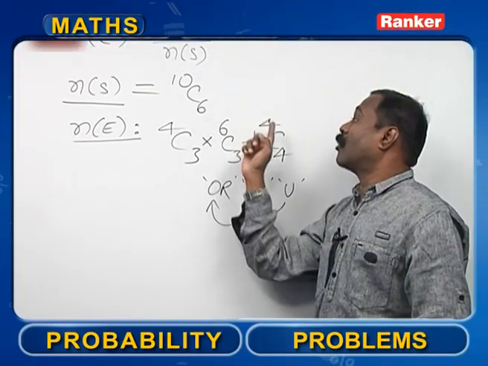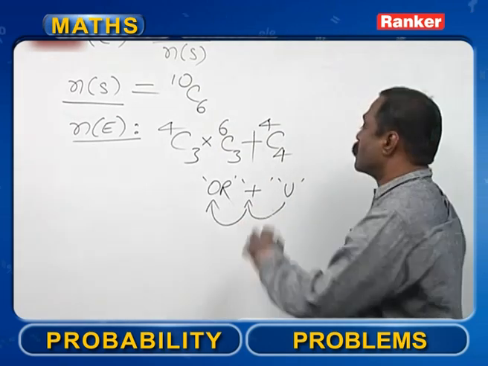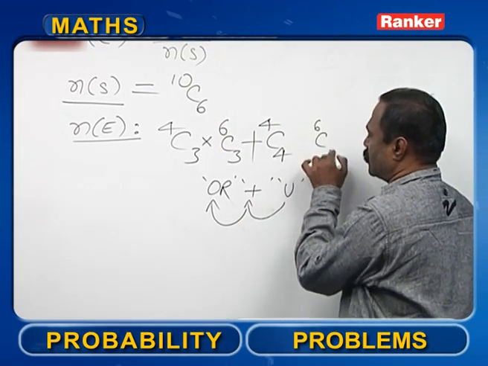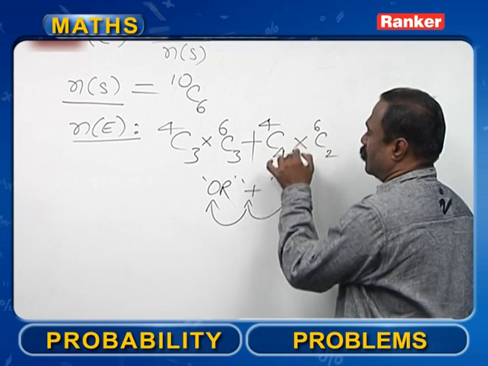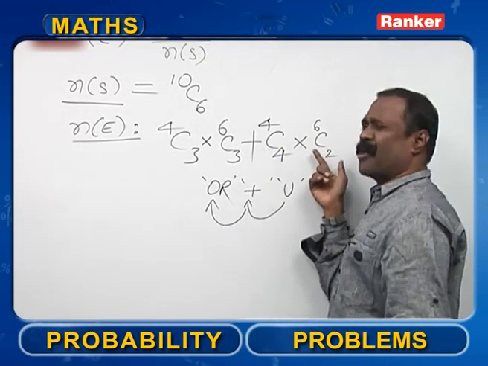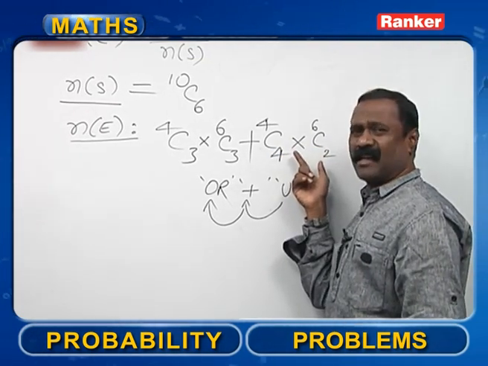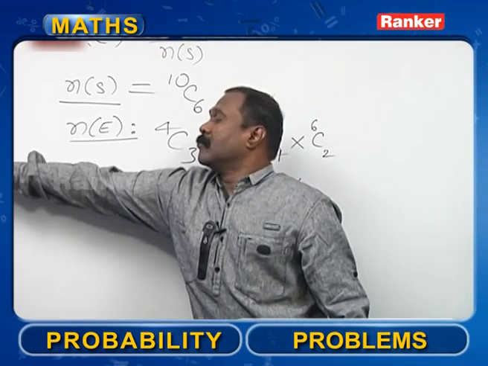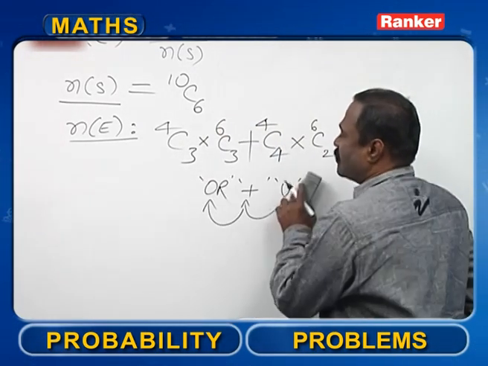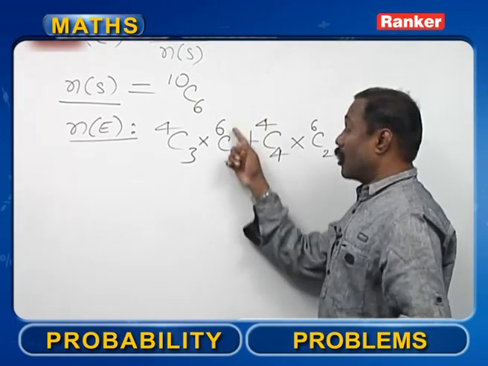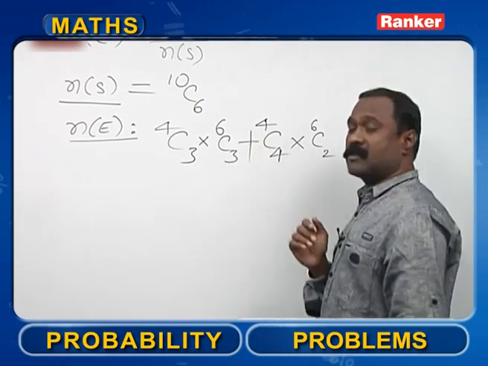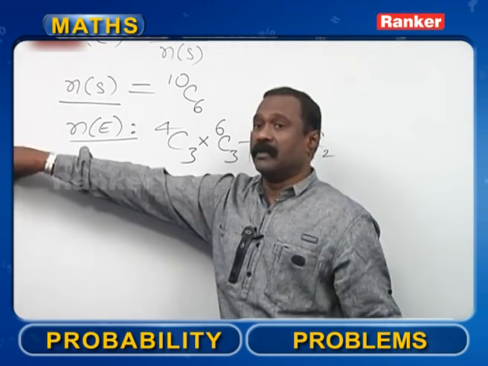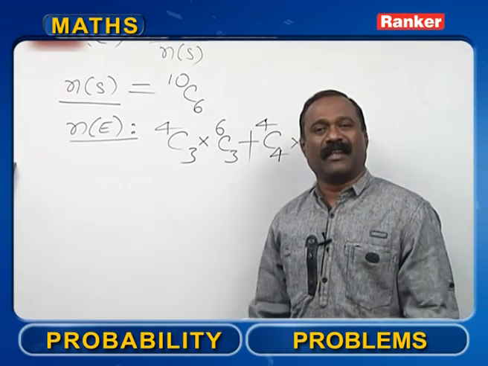How many non-defective are there? 10 minus 4, 6 are there. So from 6, you have to choose 2, 6C2. So this operation and this operation, this is for "and". And means multiplication. So if this happens or this happens, the entire consignment will be rejected.